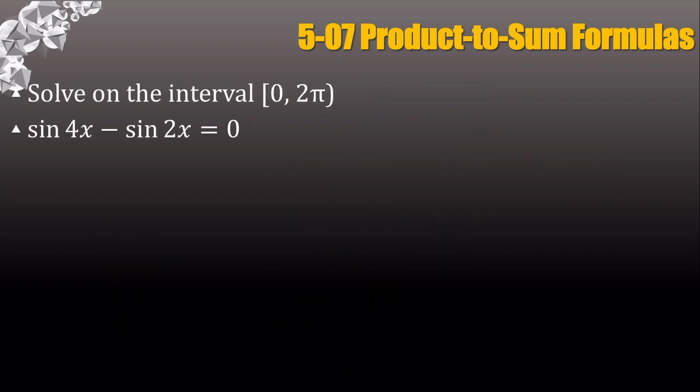Let's try another one. This time we're going to solve. All right, so to solve, it's useful to have a single trig function or factors, so things that are multiplied together. So since these are subtracted, let's use a sum to product formula to make them multiply together. So this is sine minus sine, so that formula was sine u minus sine v equals 2 cosine of u plus v over 2 sine of u minus v over 2, where this is u and v.